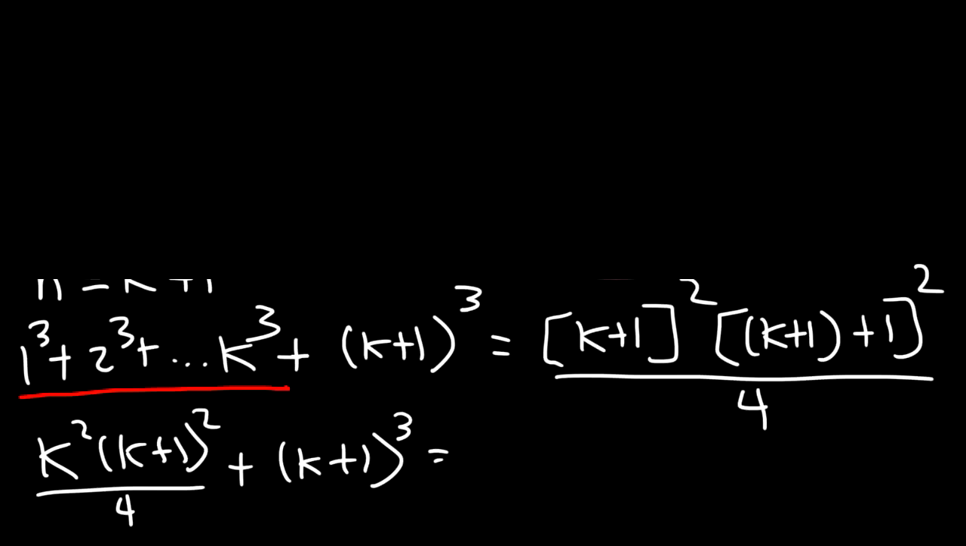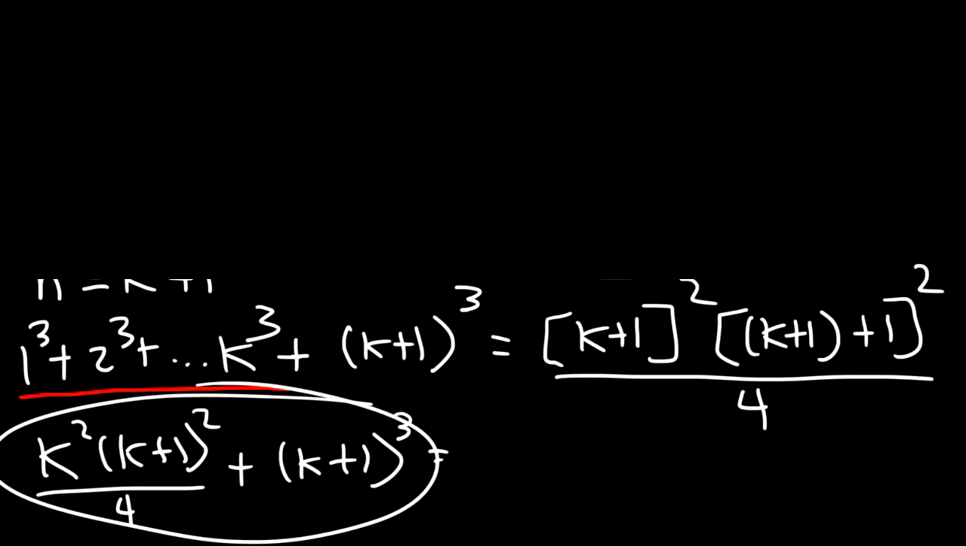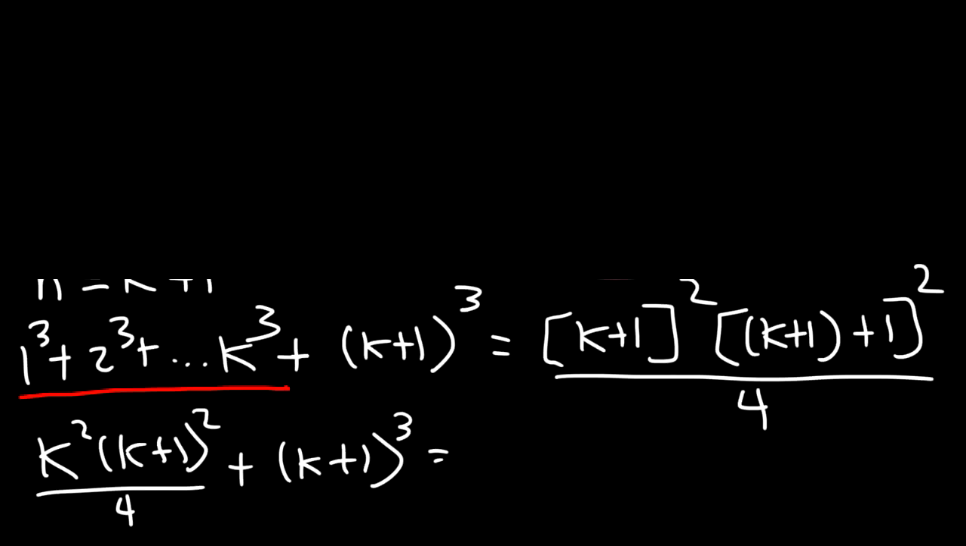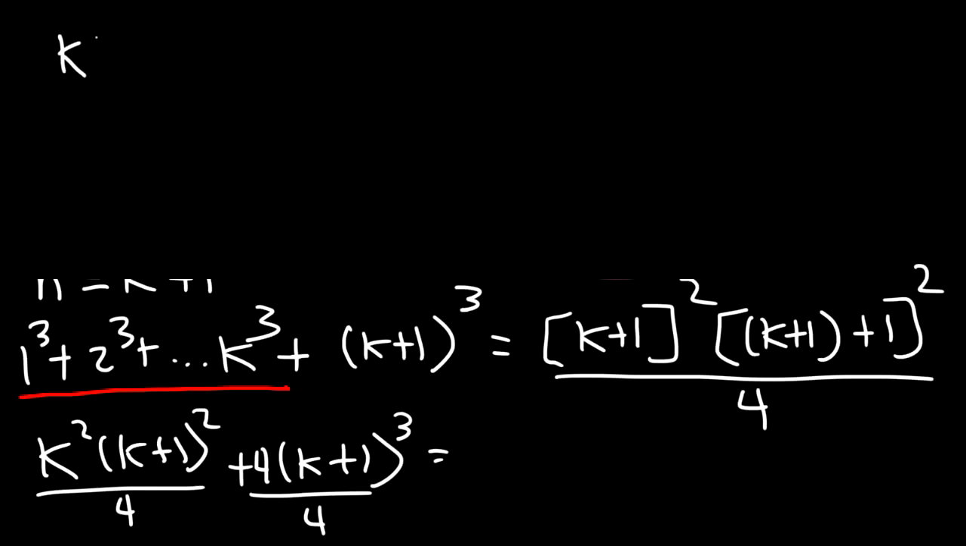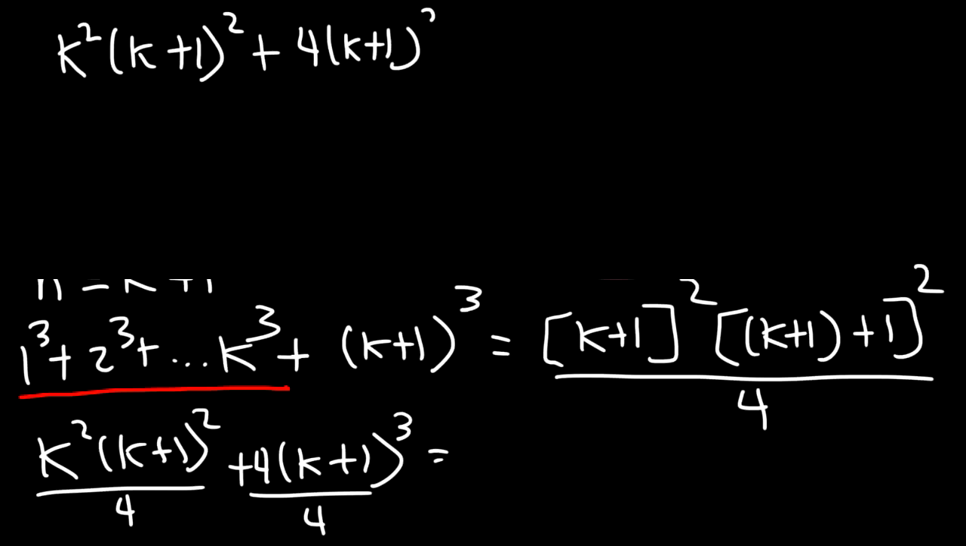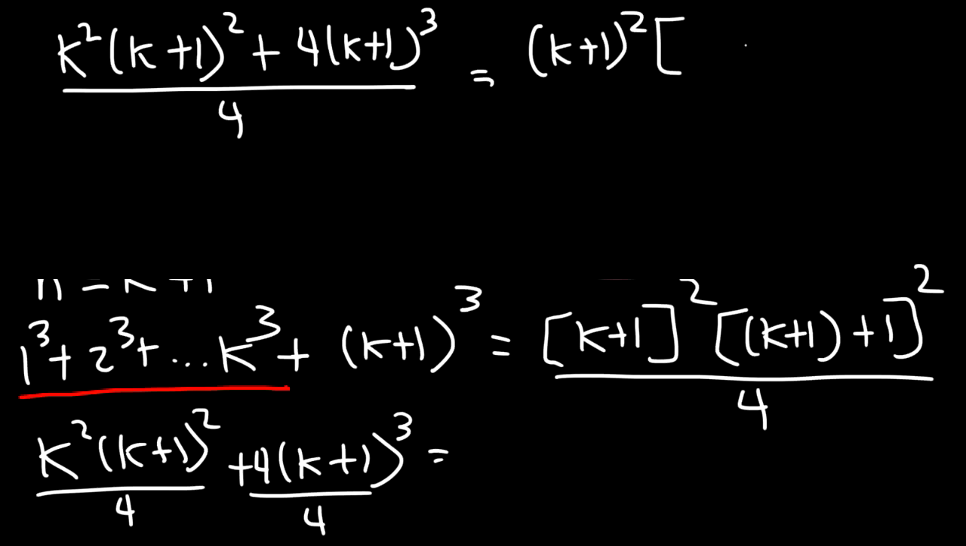Well, the first thing I prefer to do is combine these two into a single fraction. So I'm going to multiply k plus 1 to the third power by 4 over 4. So now I can write these two as a single fraction. So it's going to be k squared times k plus 1 squared plus 4 times k plus 1 raised to the third power divided by 4. And that's going to equal k plus 1 squared times, I can add 1 and 1, which is 2. So that's going to be k plus 2 squared divided by 4.